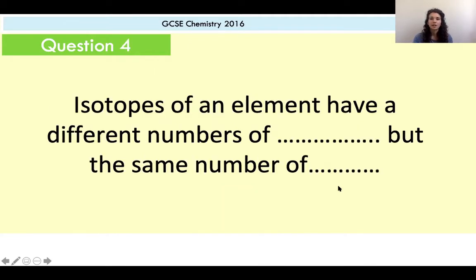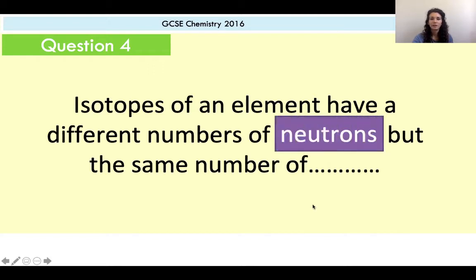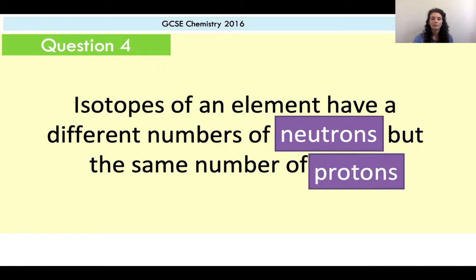Okay, isotopes of an element have a different number of something, but the same number of something. So fill in the blanks there. Well done. So a different number of neutrons, same number of protons.